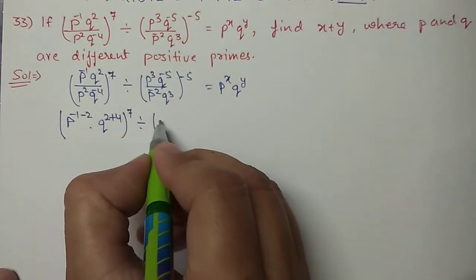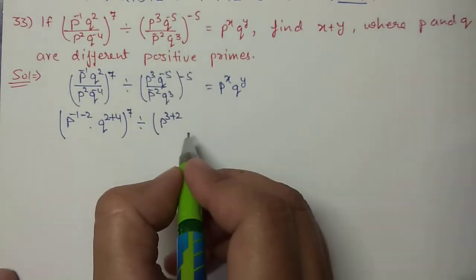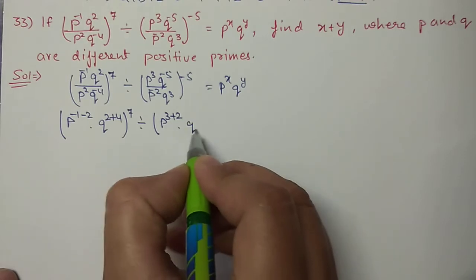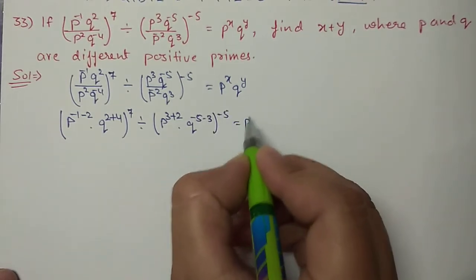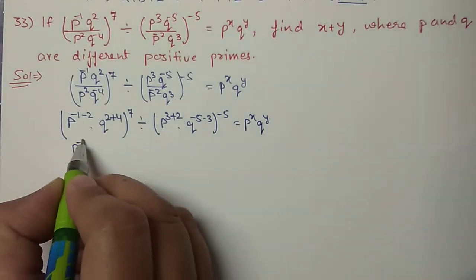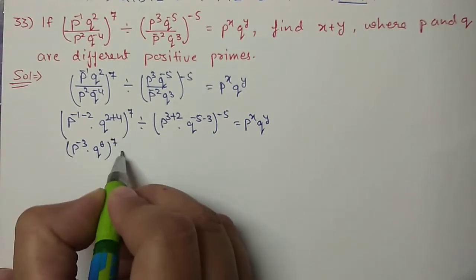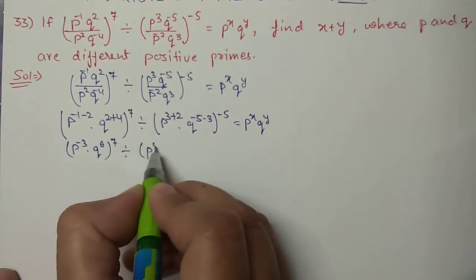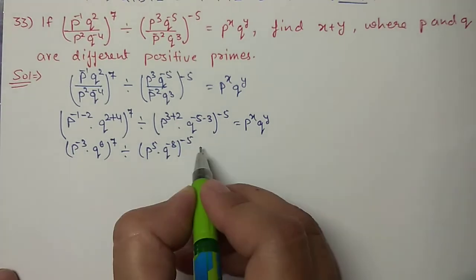This p power 3 plus 2, this minus 2 after taking up, it will become plus, q power minus 5 minus 3, whole power minus 5. This is (p power minus 3 q power 6) whole power 7, divided by (p power 5 q power minus 8) whole power minus 5.